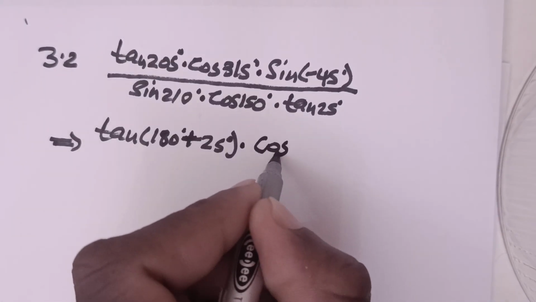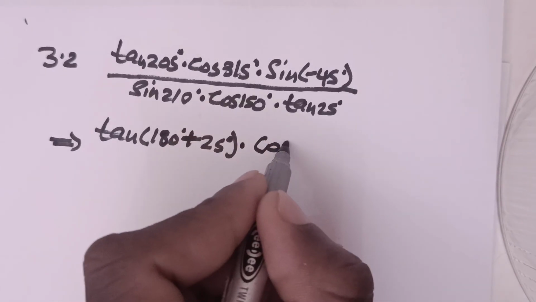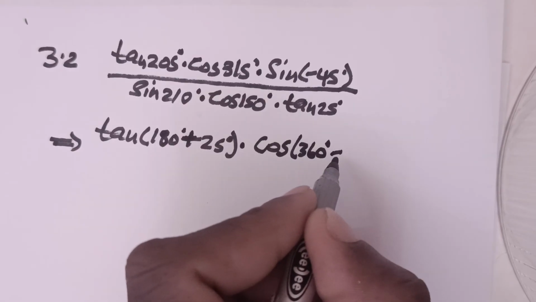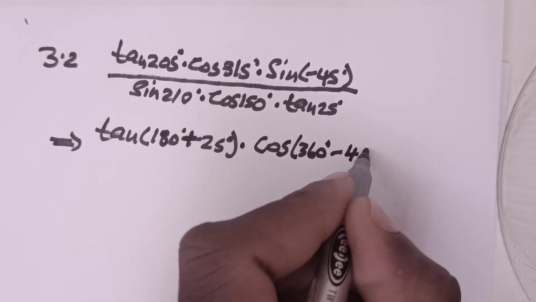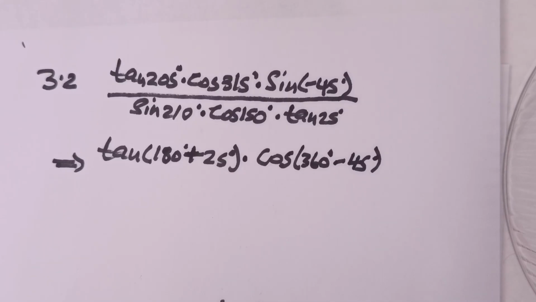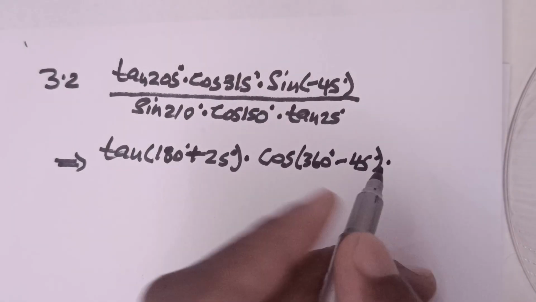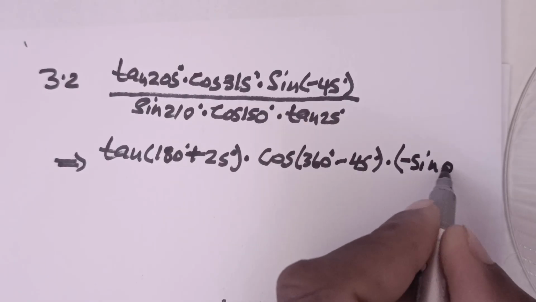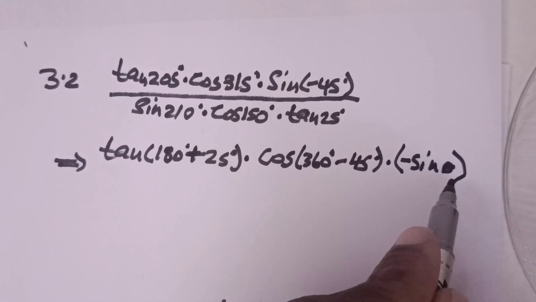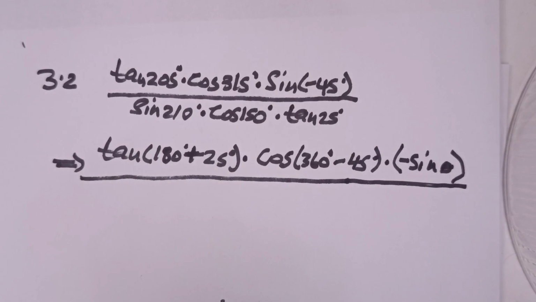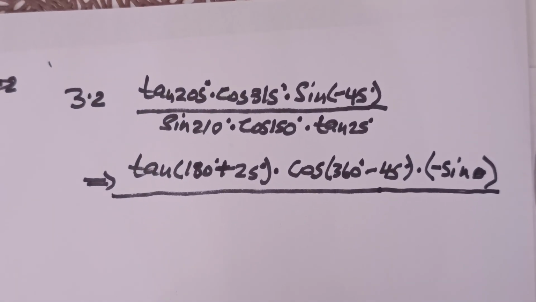Then it's going to be a cos what? 315. So what are we going to use? We are going to use 360 minus 45, which gives you 315. And then the last one, the sine of a negative is actually a negative sine of a positive. So the sine of a negative is a negative sine.